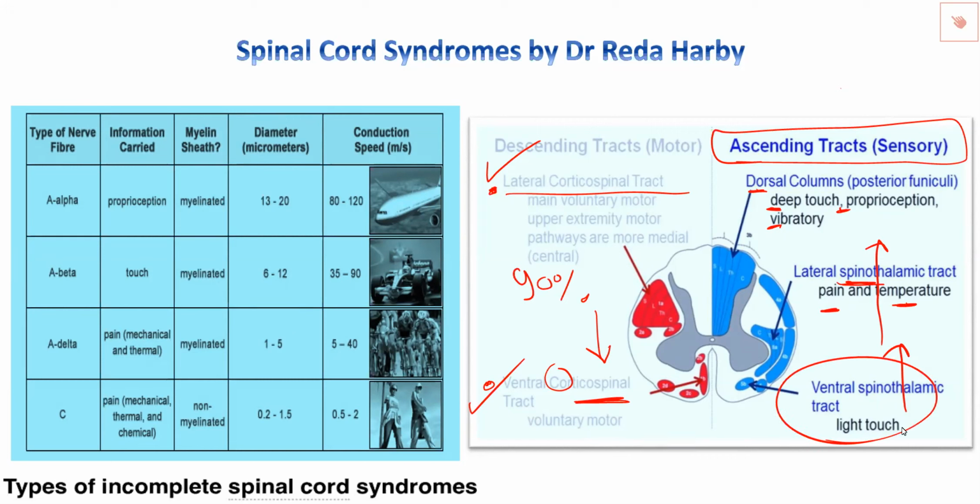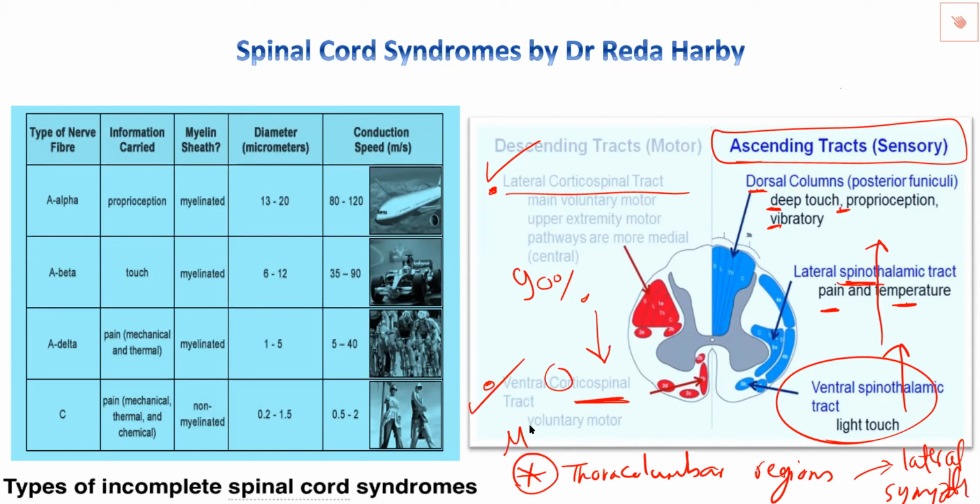Another question here, very important to know: thoracolumbar lesion. Lesions containing lateral horn cells. Lateral horn cells contain sympathetic nerve fibers. So this is a very important question that will be asked in the MRCS exam.